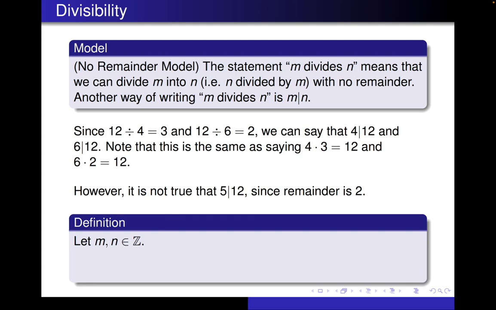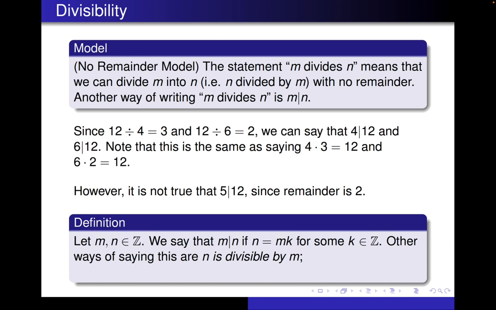Alright, so here's our official definition of what divisibility is. Let m and n be integers. We say that m divides n if n is equal to mk for some k in the integers. Notice that n is the second one in 'm divides n', and m is the first one. They're written in the opposite order when we write our equation.